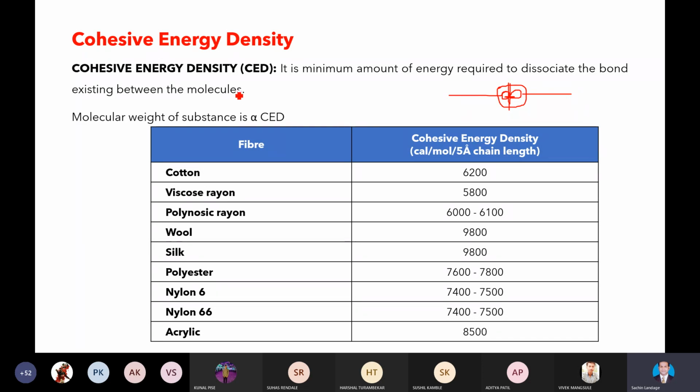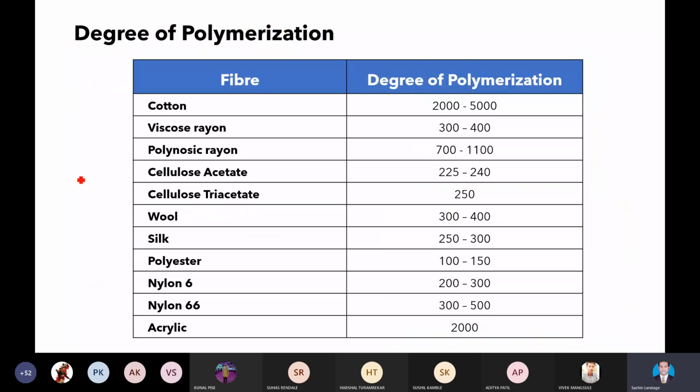This cohesive energy density is directly proportional to the molecular weight of the substance. The higher the molecular weight, the more the cohesive energy density. For example, in cotton, viscose and polynosic, cotton has the higher molecular weight. From the DP also we come to know. The DP of cotton is 2000 to 5000, viscose 300 to 400, polynosic 700 to 1100.